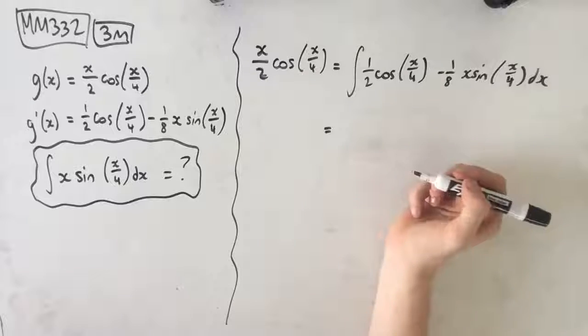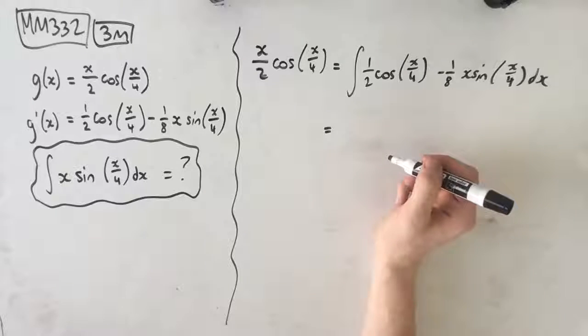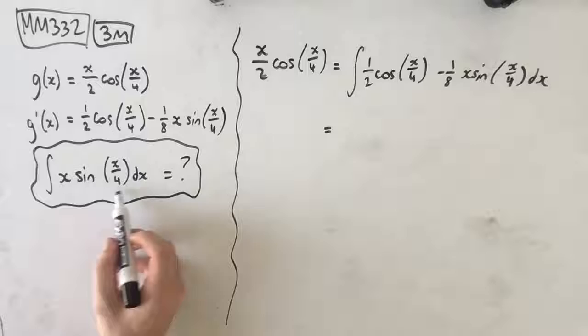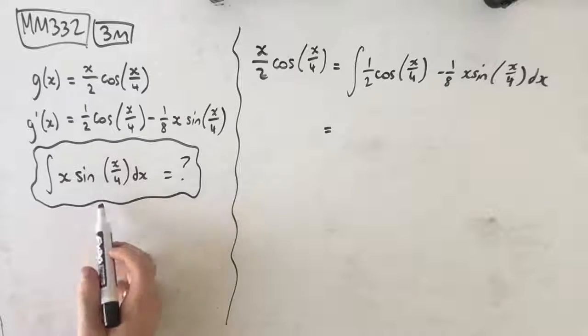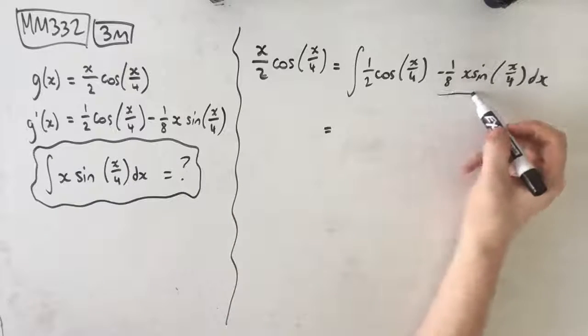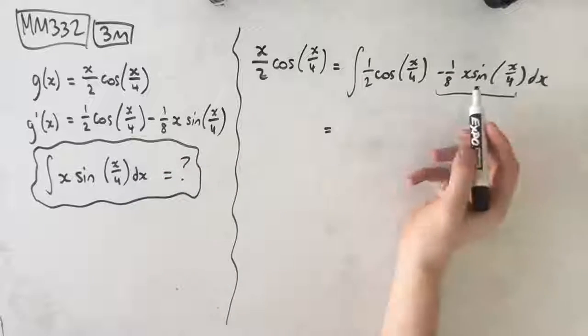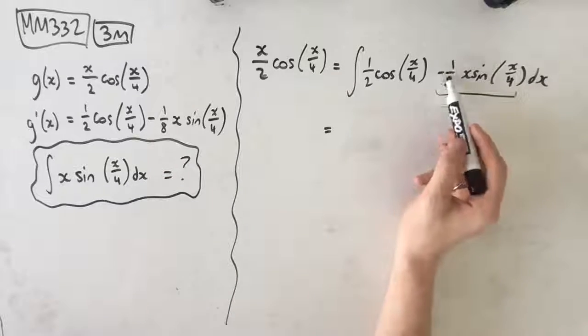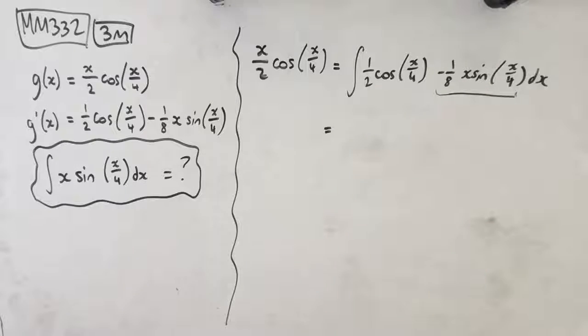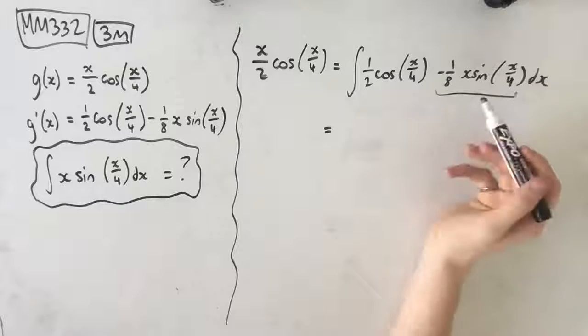Awesome. Now from here, what we actually want to do is find the antiderivative of x sine of x on 4. We can see that this bit here is almost similar to what we want to get. We've just got this negative 1 on 8 out the front, which we can simply get rid of.